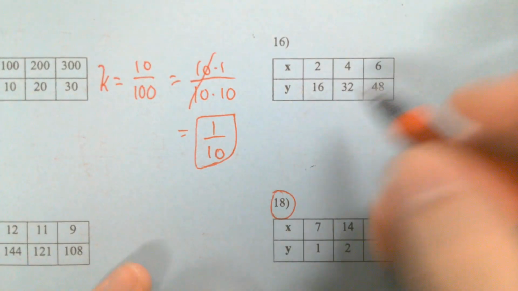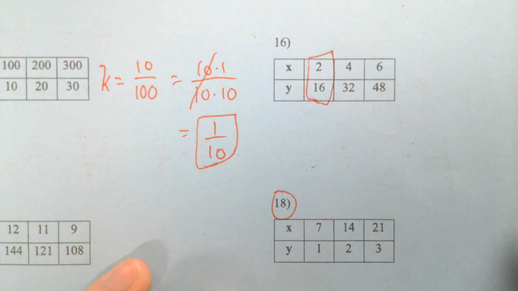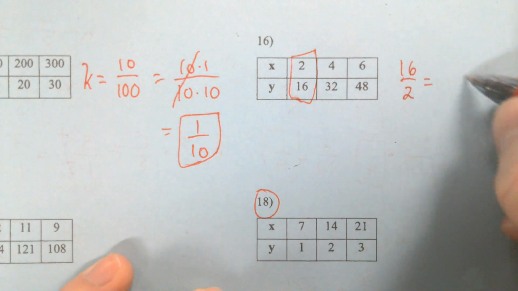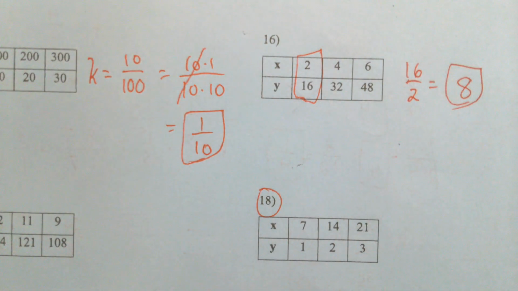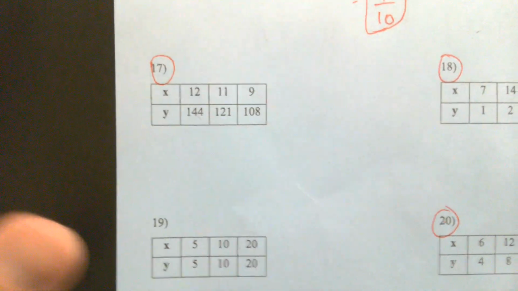Real quick, just to go over here, 16. Our first value is 16 over 2. What would that be equal to? 8. There you go. Just like that. Three more: 17, 18, 20.